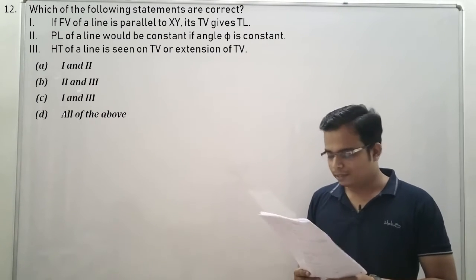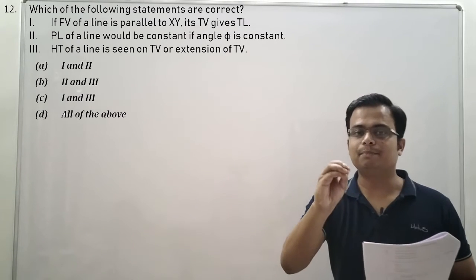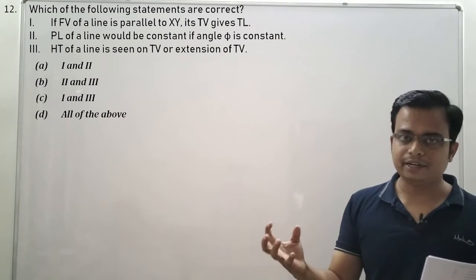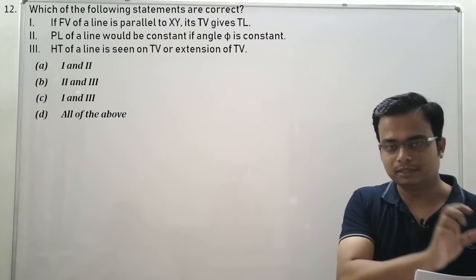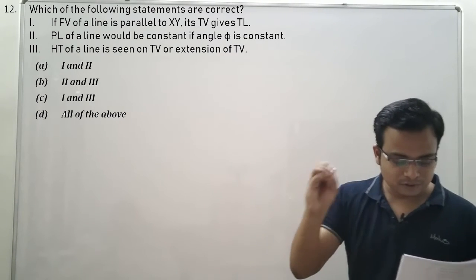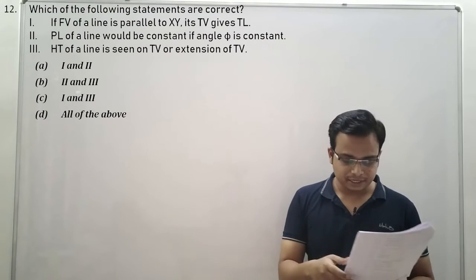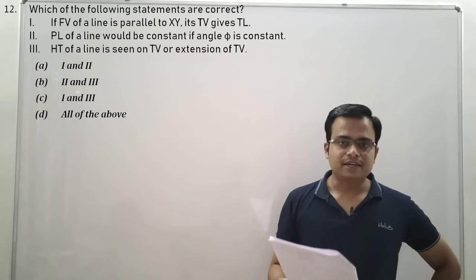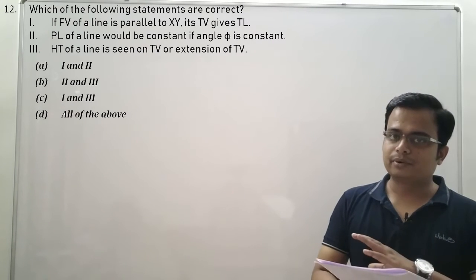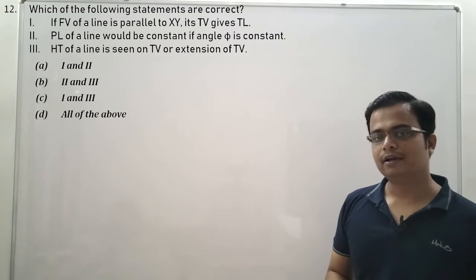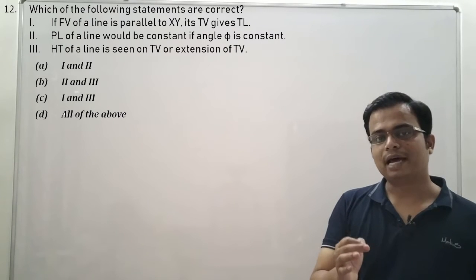Statement 2: this PL is nothing but the plan length. Plan is a civil engineering term and it corresponds to the top view. Plan length, top view length. So top view length of a line would be constant if angle phi is constant. Well, top view length has absolutely nothing to do with angle phi. Top view length completely depends on angle theta.